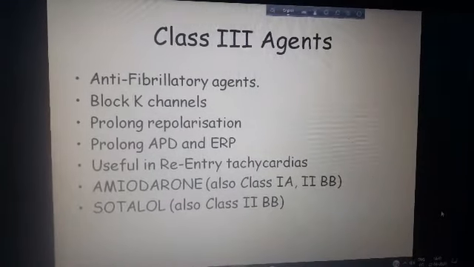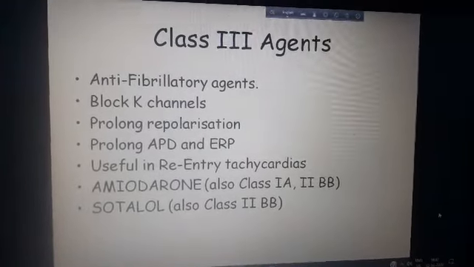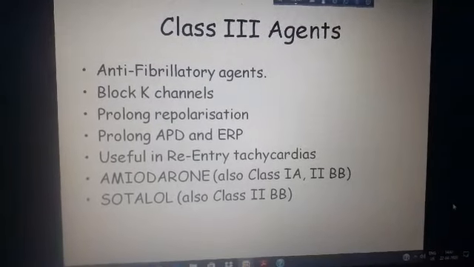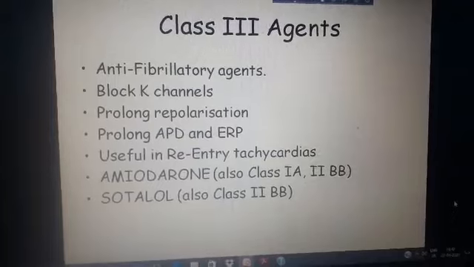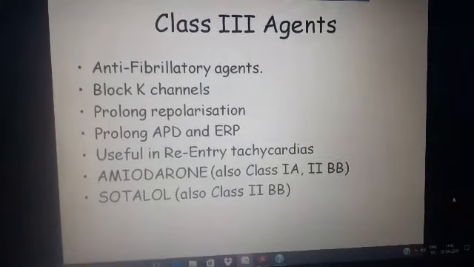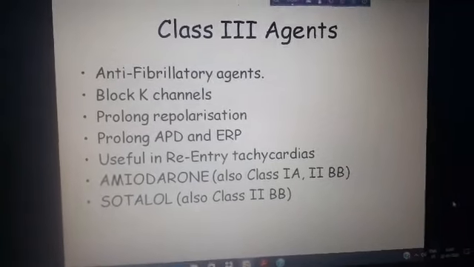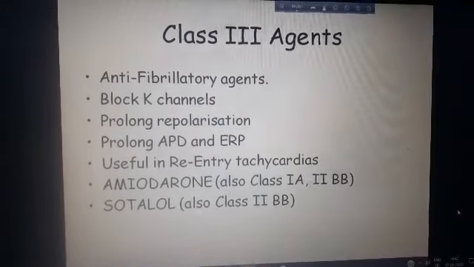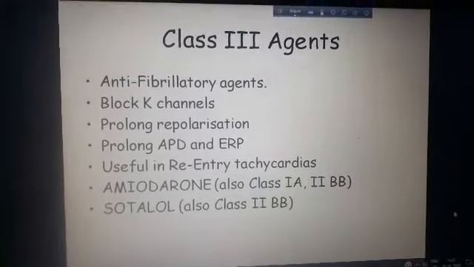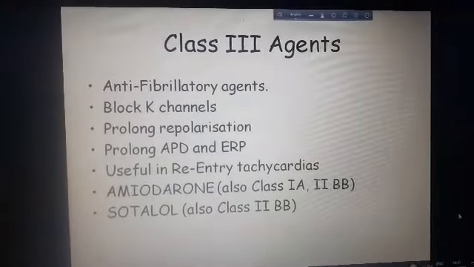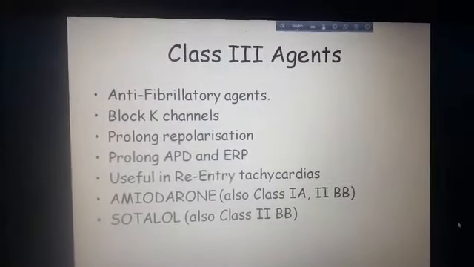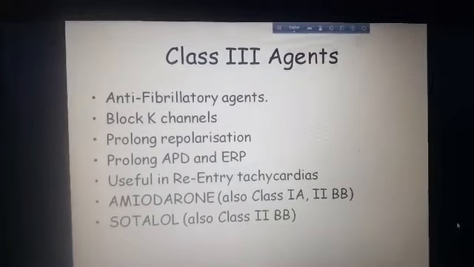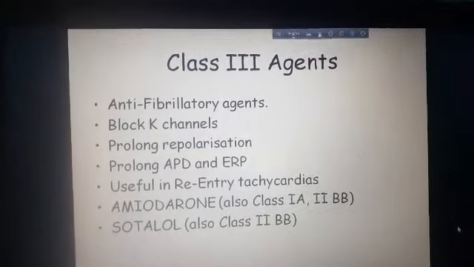Class 3 agents can also be used in treatment of atrial fibrillation. They block the potassium channel mainly. They prolong the repolarization. They prolong the action potential duration and effective refractory period. So potassium channel blockers are mainly prolonging phase 3. They delay the development of the resting membrane potential, and thus they decrease the chance of further impulse propagation because they prolong the action potential duration.